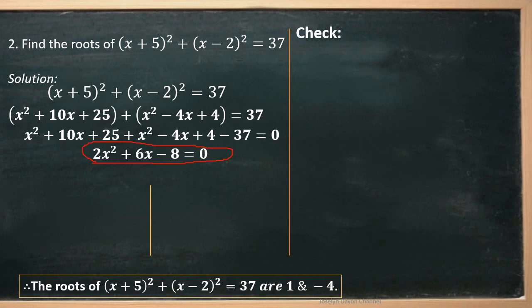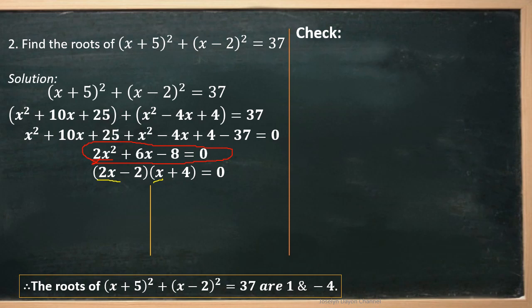Now we can solve the roots of this equation. Let's try to inspect if the equation can be solved by factoring, because factoring is the easiest method in solving quadratic equations. The given equation is factorable. Now we are going to factor it out. Remember that the value of our a here is not equal to 1. So the factors of 2x² are 2x and x. 2x times x, the answer is 2x².